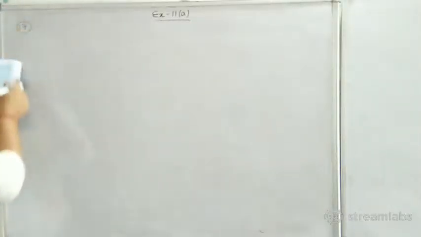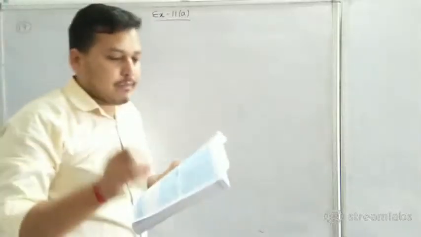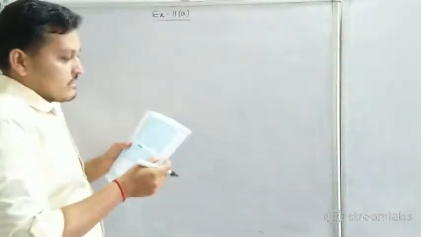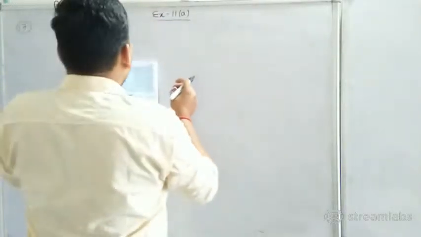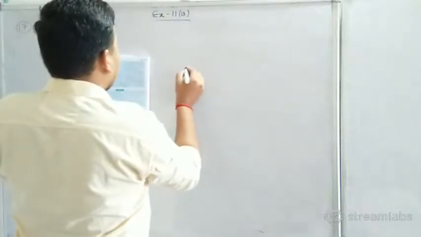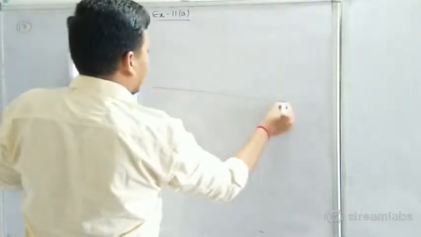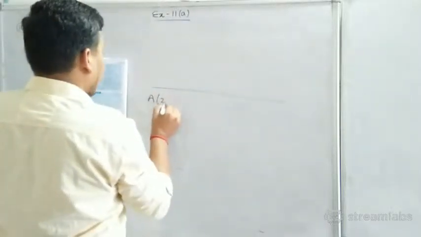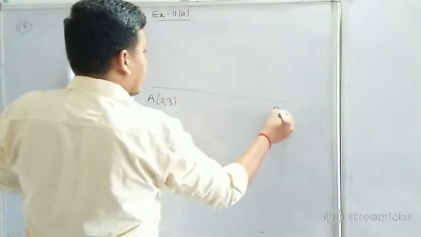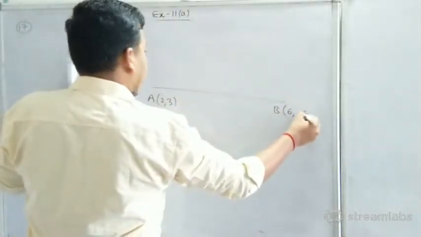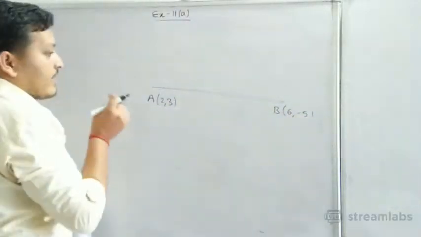Question 17 is also a repeated question. So please understand the concept behind it, so you can solve it. The line segment joining point A (2, 3) and point B (6, -5) is intersected by the x-axis.